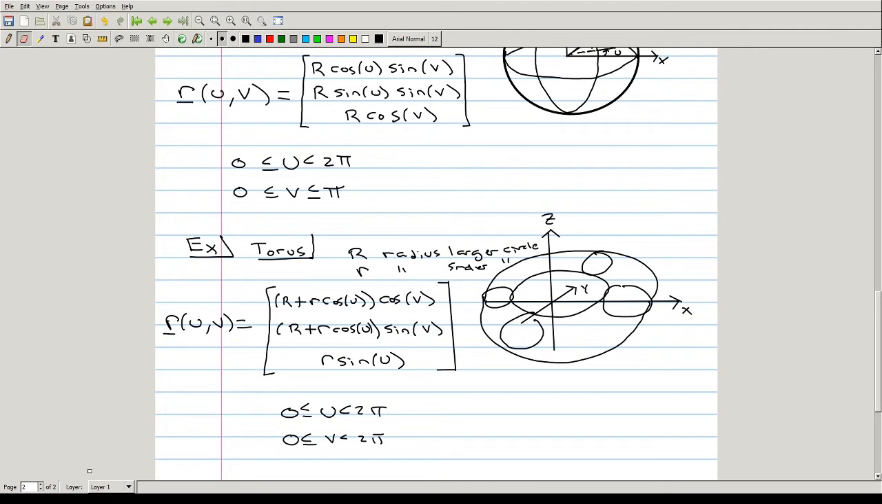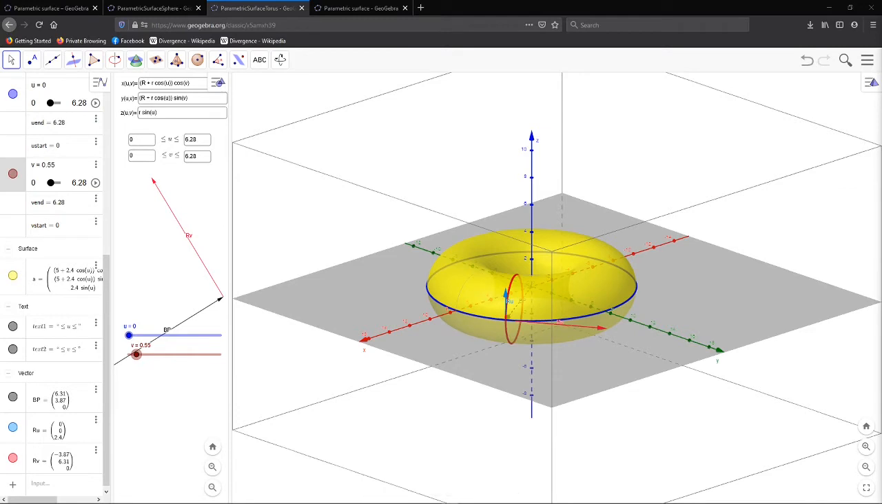So if we open up our plot, this right here is a plot of the torus. These are the equations that I just wrote down: R plus r cosine u cosine v, perfect, sine of v, perfect, and then r sine of u.